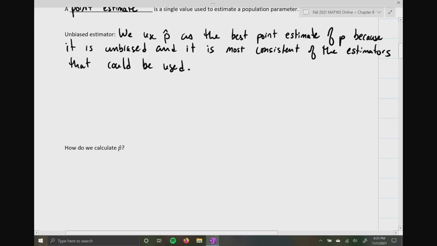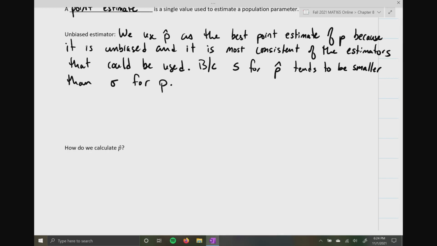Okay, and the reason that we say that it is unbiased is because our standard deviation for p hat tends to be smaller than the population variance for the population proportion, okay? So here's what's happening.